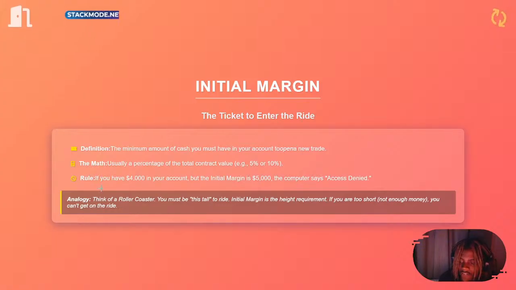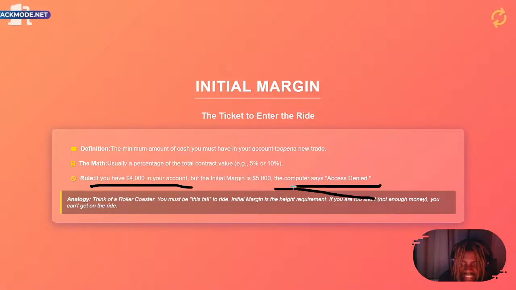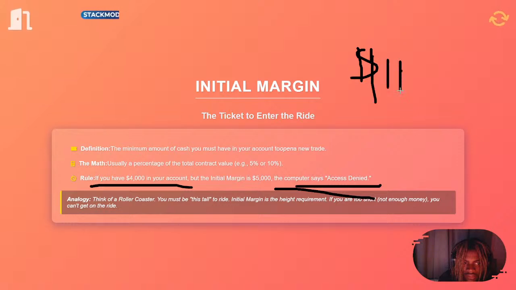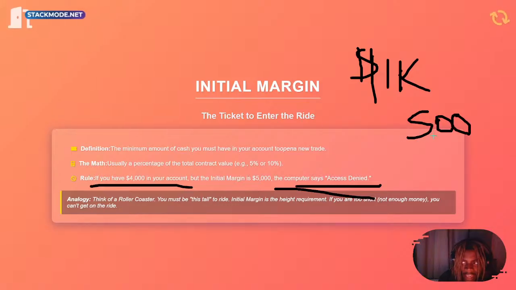So if you have $4,000 in your account but the initial margin is $5,000, it wouldn't even let you trade. It would say access denied and the trade would not be entered. But if you have $1,000 in your account and the initial margin is $500, you would be able to open up a trade.